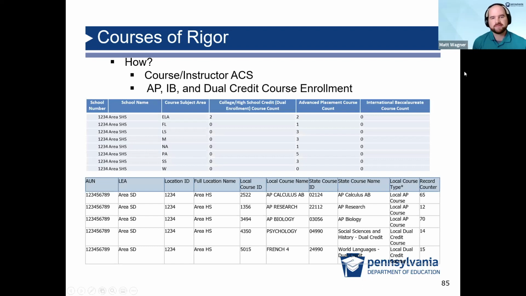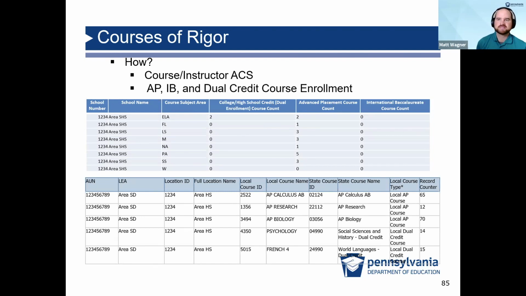Here, we have the course instructor ACS and the AP, IB, and dual credit course enrollment reports, which are good ways to check to make sure you're getting the right courses pulled and verify. So the top one is the ACS. It's tab 3 when you run your ACS, and we have it as your school. And we filtered out this year.